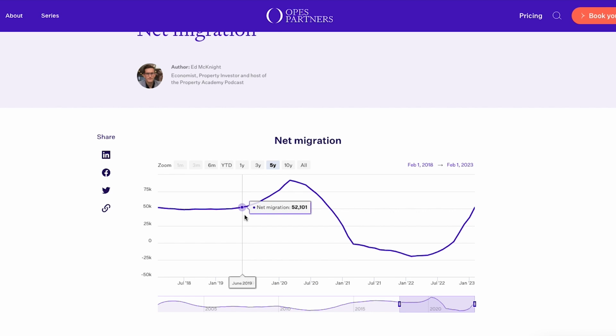Now, the most amazing thing, I want to show you what's happened to net migration over the last 5 years. So right up until the pandemic, we had about 50,000 more people per year coming to New Zealand compared to leaving New Zealand permanently to live.